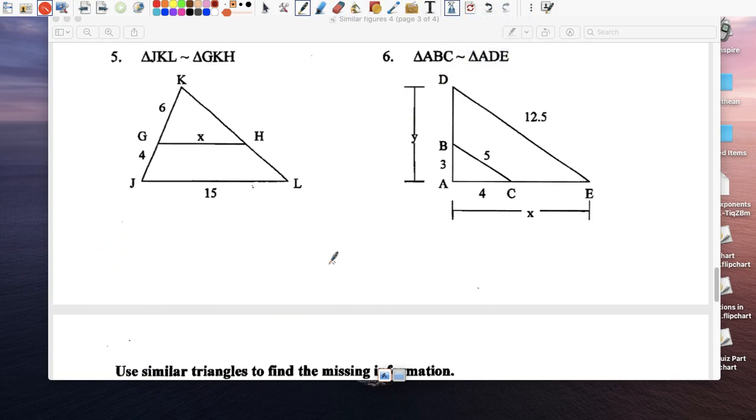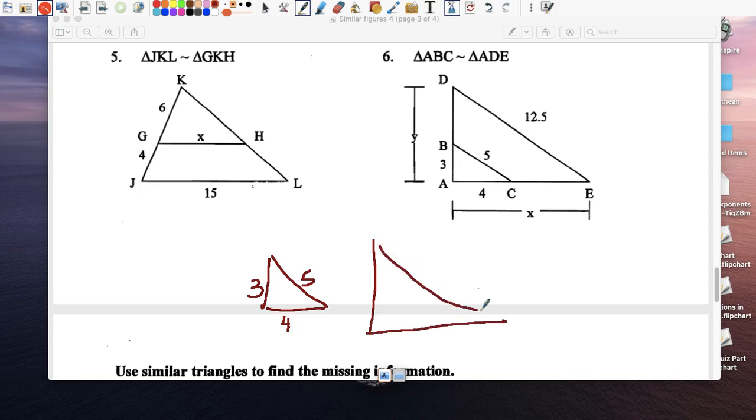Same thing here. I'm going to pull out the small triangle. Here it is. That's the 3, that's the 4, and that's the 5. Now the bigger triangle. This side they call x, the whole thing they call x. This is 12.5.